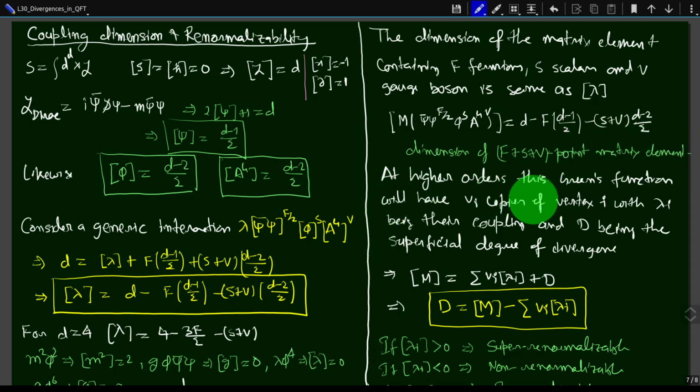Now at higher order, this Green's function will have V_i copies of a vertex i, with lambda_i being the coupling and D being the superficial degree of divergence.